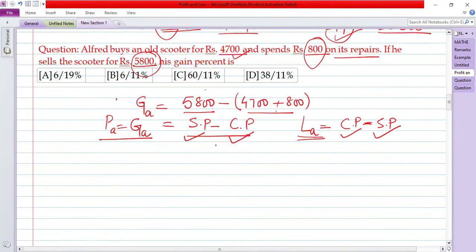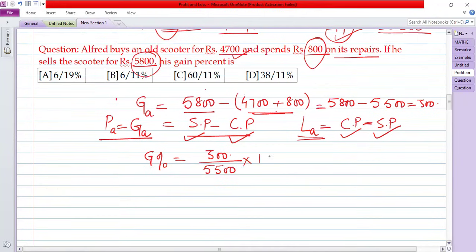Okay, and now this is nothing but 5,800 minus this 5,500, the total cost price. Okay, and now this amount is nothing but 300. And now what will be the percentage, gain percent or profit percent? That will be nothing but this gain amount 300 divided by cost price. What is the cost price? It was 5,500, into 100.